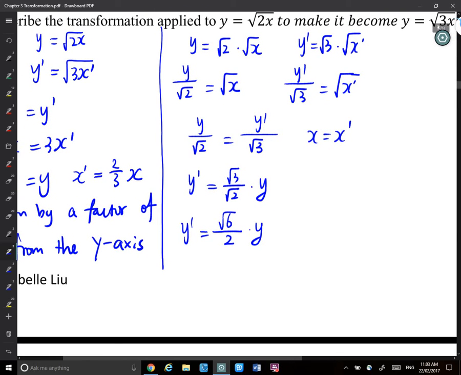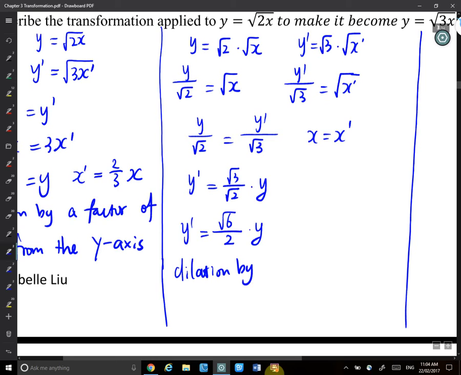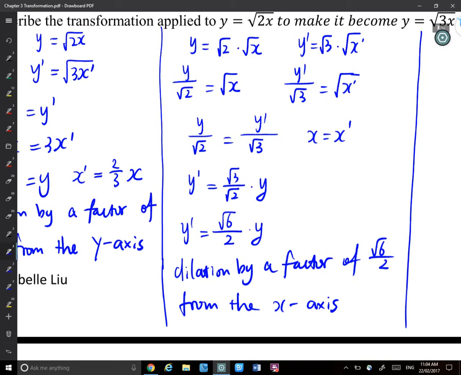If I describe this dilation, there will be a dilation by a factor of square root 6 on 2 from the x-axis. I can dilate in different ways. They are all correct answers, and any one of them is a correct answer.